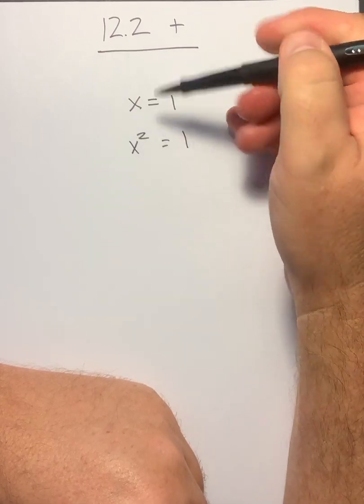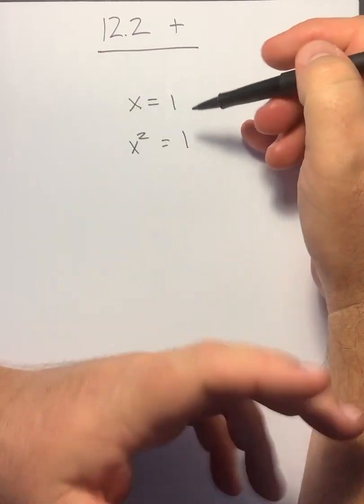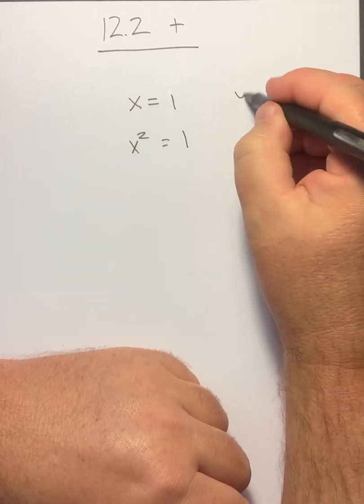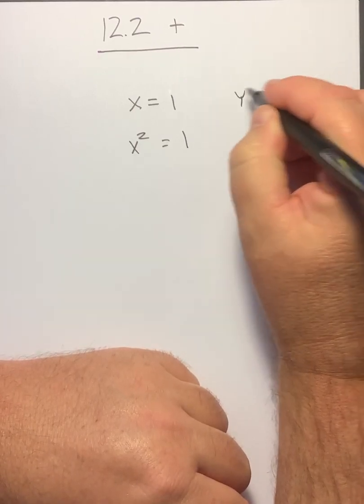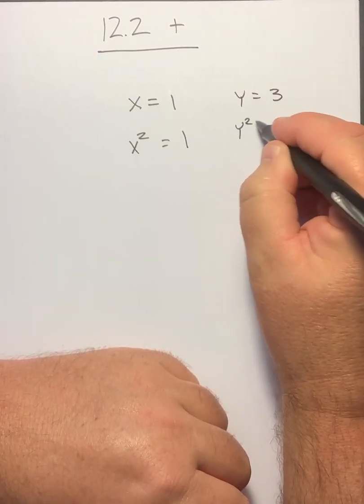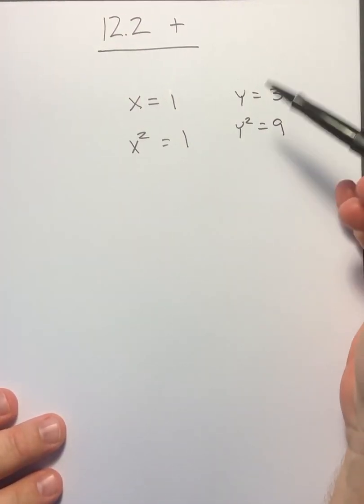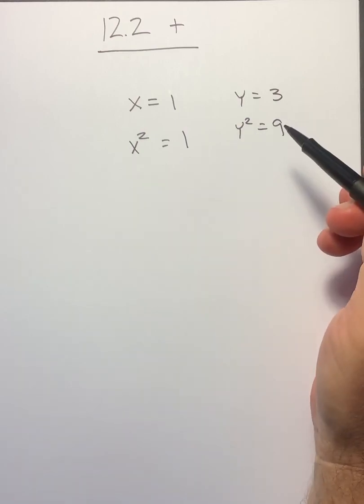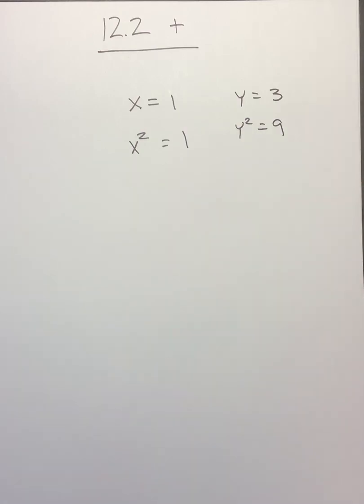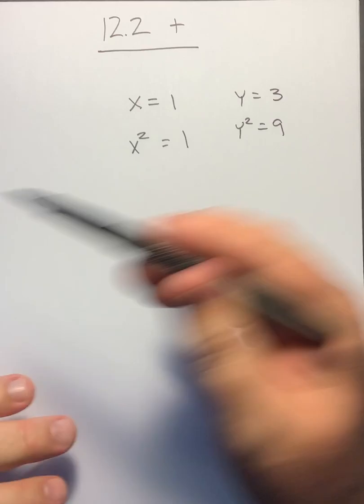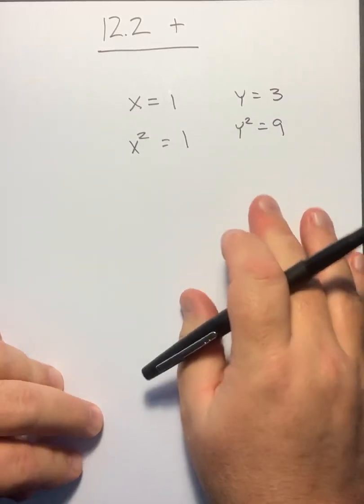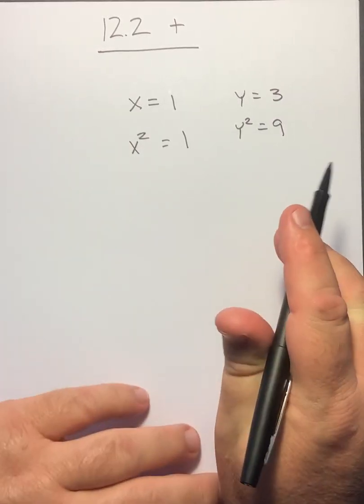That this moves this direction. If I square it, it turns into this. I think we all know that. If I say y equals 3, I say square that. Okay, y squared equals 9. You get the idea. What happens though is, unlike addition and subtraction and multiplication and division that move back and forth with each other, the problem with squares is that they don't.